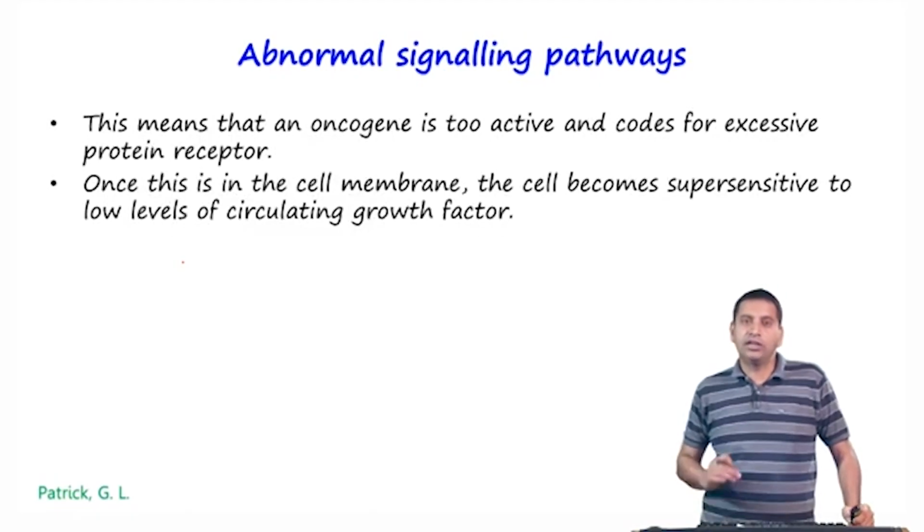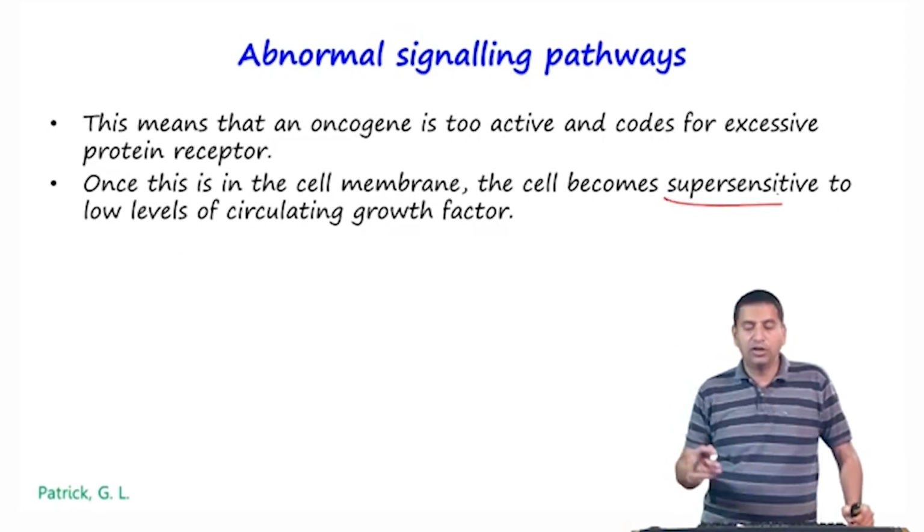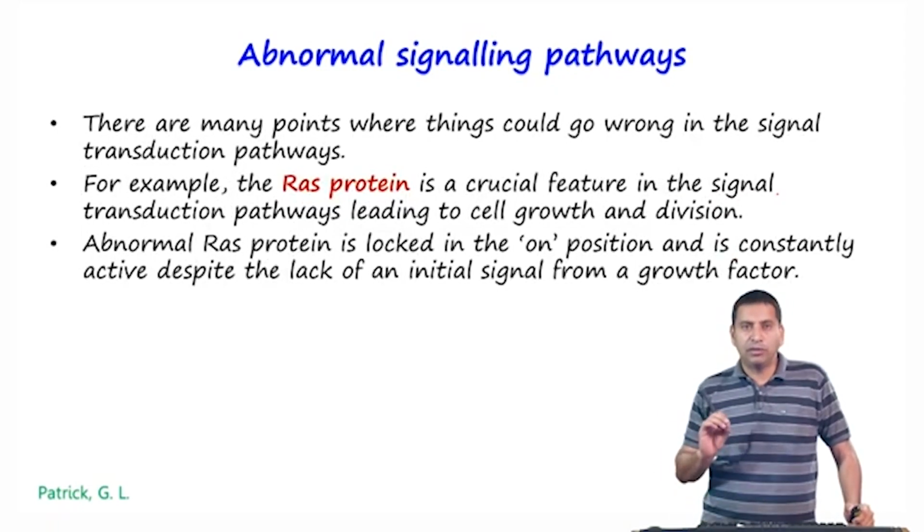What it means is that the oncogene is too active and codes for excessive amounts of the protein receptor. Once it is in the cell membrane, the cell becomes super sensitive to even extremely low levels of the circulating growth factor. There are many points where things could go wrong in the signal transduction pathways. For example, the RAS protein, which we have just looked at, is a very crucial feature in the signal transduction pathways which lead to cell growth and division. Abnormal RAS protein is locked in the on position and is constantly active despite the lack of an initial signal from a growth factor.